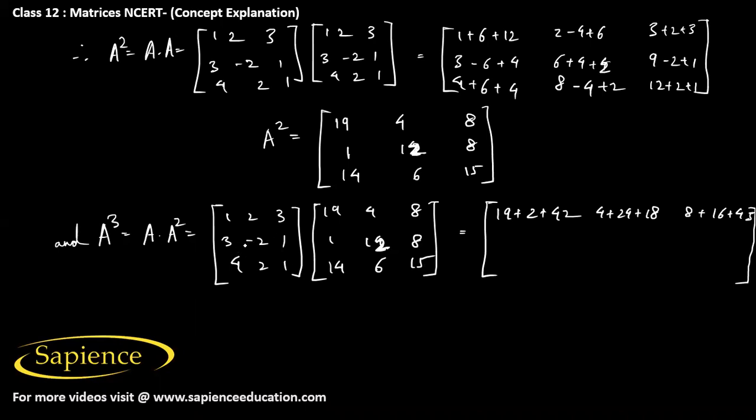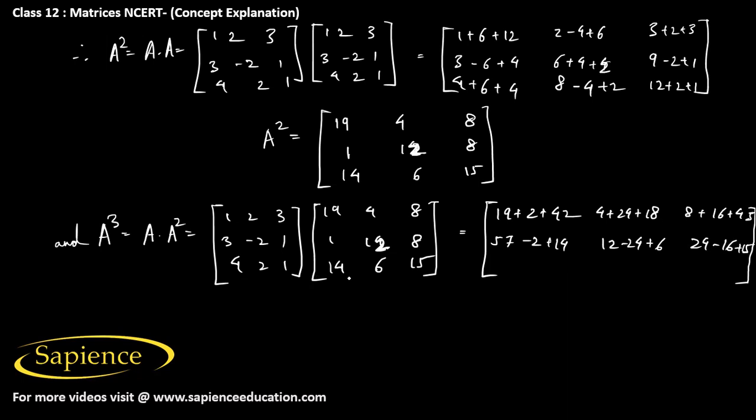Then second row and first column. So this will be 19, 3 is 57, minus 2 plus 14. Then second row and second column. So this will be 3, 4, 12 minus 24 plus 6. Then second row and third column. So this will be 3, 8, 24 minus 16 plus 15.